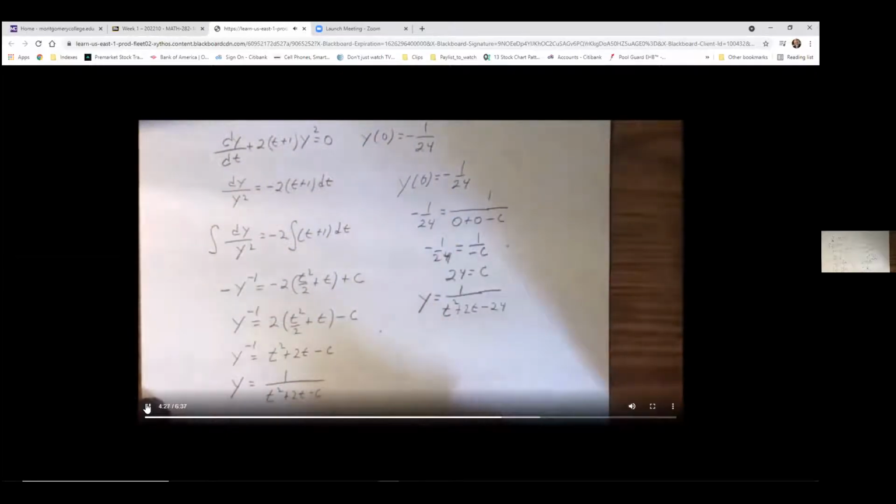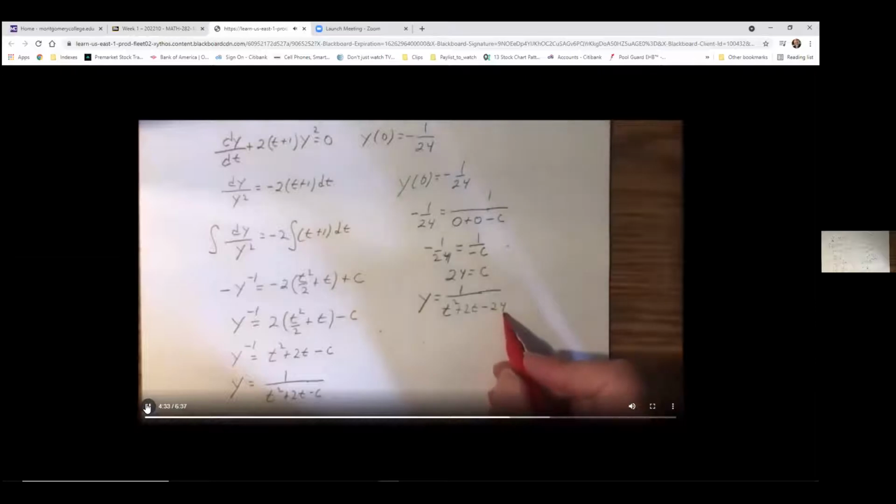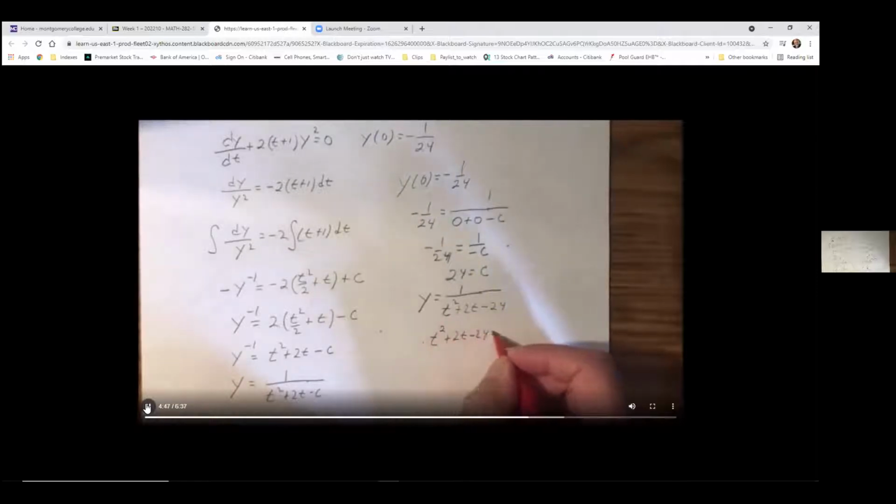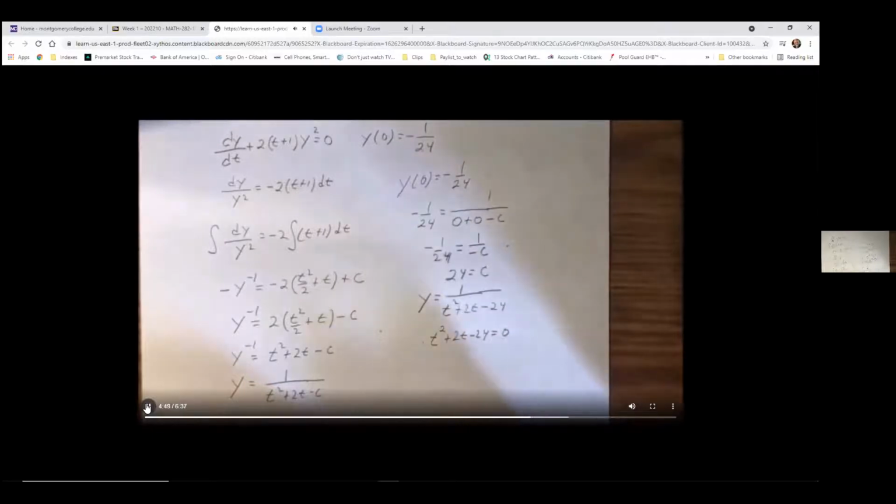Now I really wanted to stress this point: if the denominator here is equal to 0, I don't have a valid solution. Let's see. So this here, when this is equal to 0, I've got a problem. And notice I could factor this.